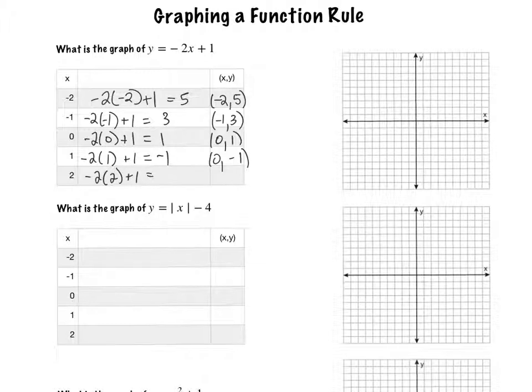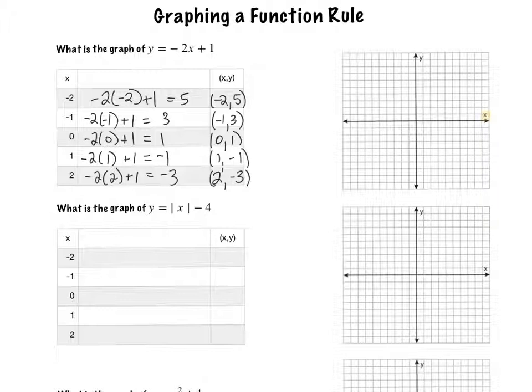So, Brendan, what'd you get for 2? The last one. -3. That's where I got -3. So this one, I would get -3, right? And that should have been a 1. So 2, -3.